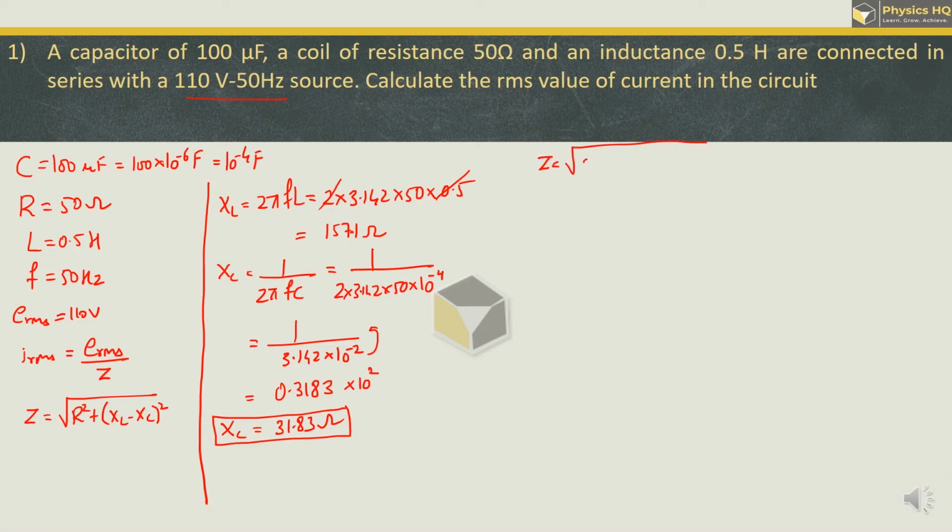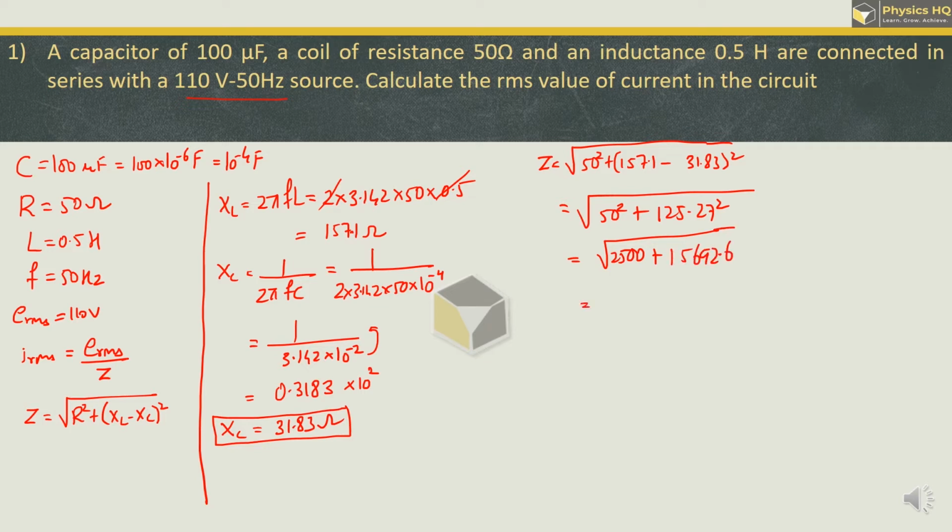Now we can find out Z easily. Z is equal to root of 50 square plus (XL is 157.1, XC is 31.83) the whole square. This is equal to root of 50 square plus the difference over here comes out to be 125.27 the whole square. This is equal to 50 square is 2500 and 125.27 square will come out to be 15692.6. This is equal to under root 18192.6, and finally we will get Z value equal to 134.88 ohm.